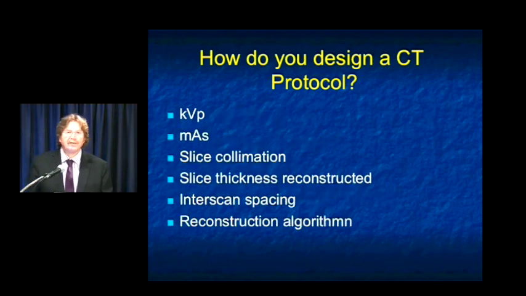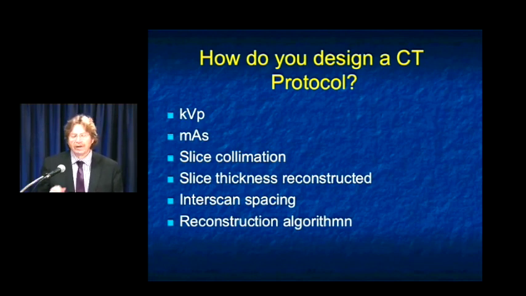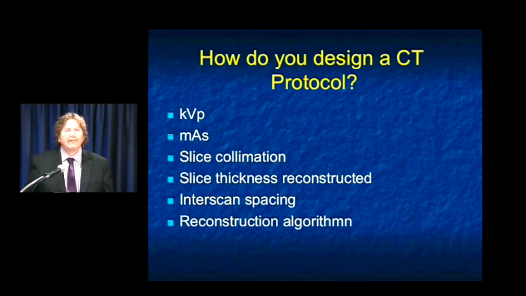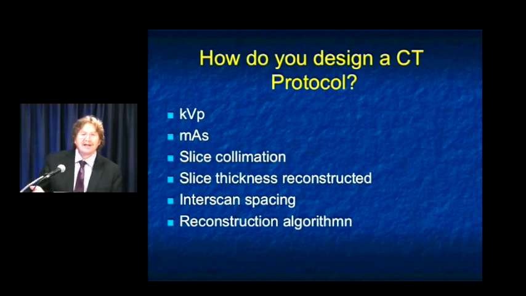When you design a CT protocol, all of these parameters are critical. The kVp, is it 100 or is it 120? What's the patient's size? For many patients under 170 pounds, 100 kVp is great. When you go from 120 to 100 kVp, you decrease the dose by a third. That's one of the easiest things you can potentially do. So again, it's very easy to do. Interscan spacing, reconstruction algorithm. You need to answer these questions for every single study.